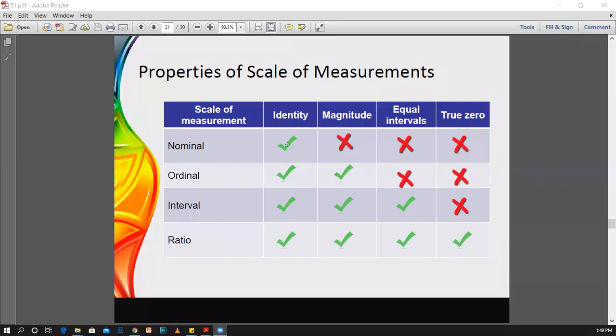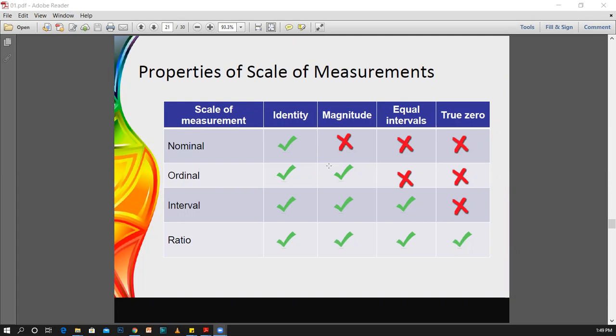In nominal we may have categories. In ordinal again you may have categories. In interval again you may have categories. In ratio also you may have the category, you may have the value. Therefore you have identity for all four scales of measurement. But once you consider magnitude, for the nominal scale you do not have a magnitude.